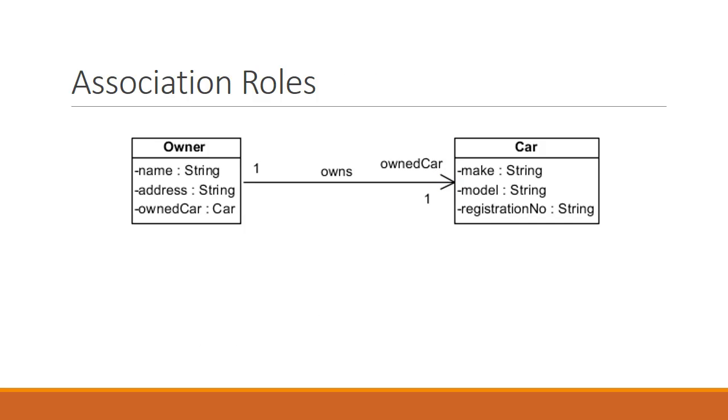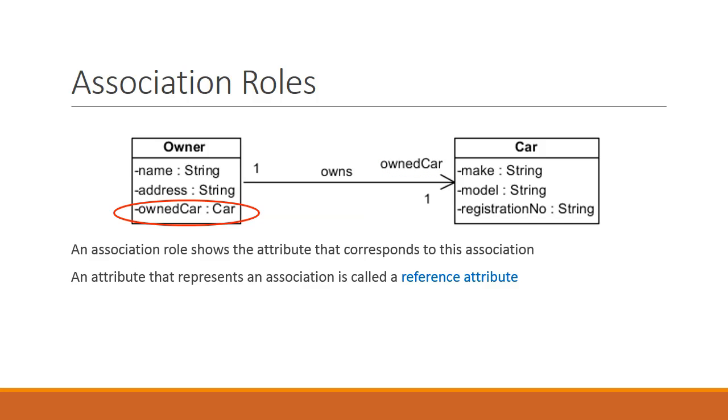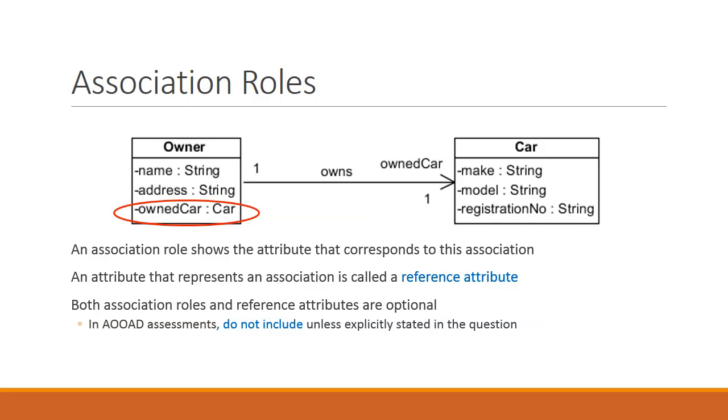Let's talk about association roles. An association role basically just shows the attribute that corresponds to this association. In this case, the name of the attribute that corresponds to this association is called owned car. An attribute that represents an association is called a reference attribute. Now, both association roles and reference attributes are optional. In AOOAD assessments, do not include them unless the question explicitly states that you have to.